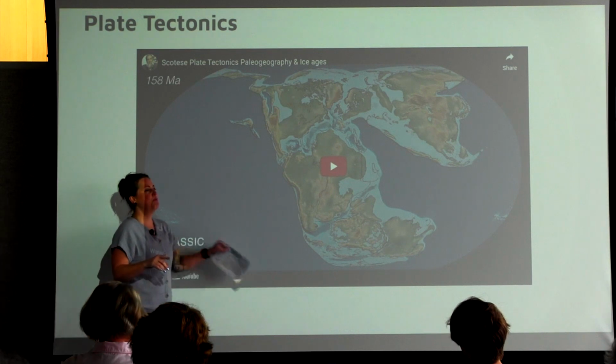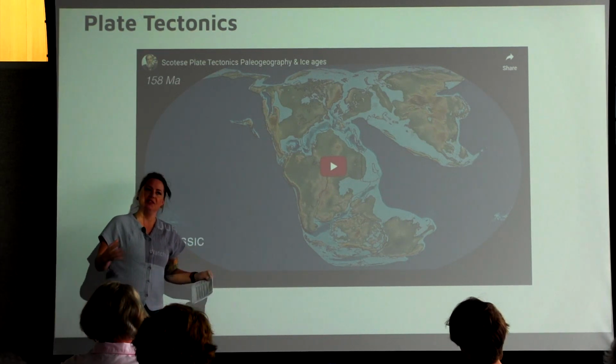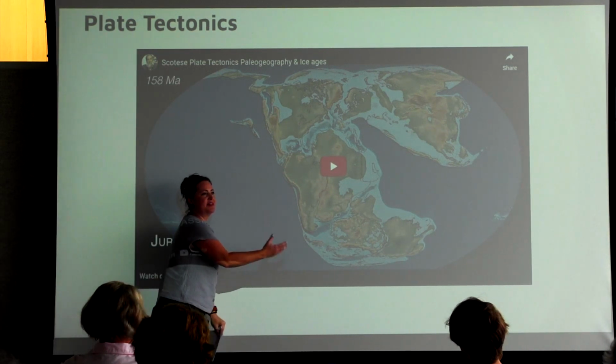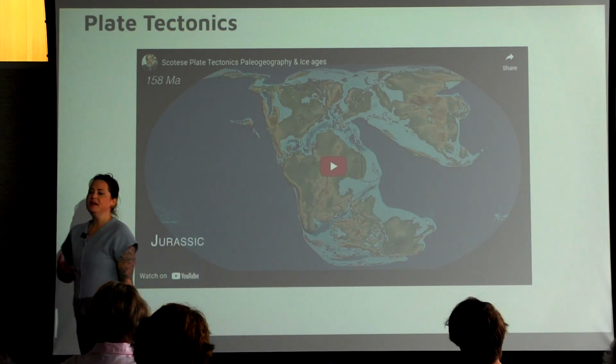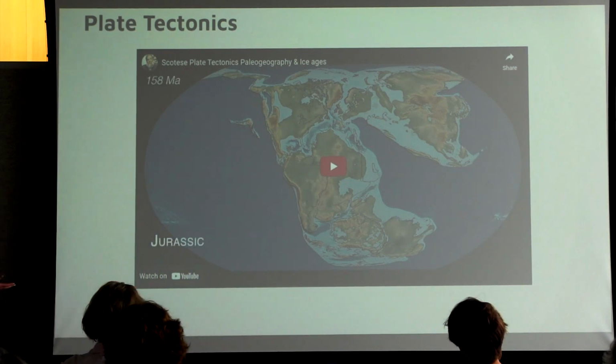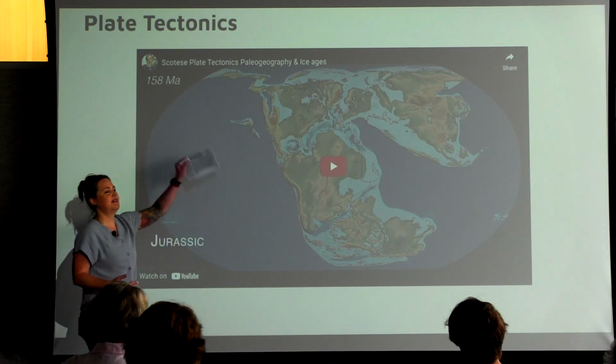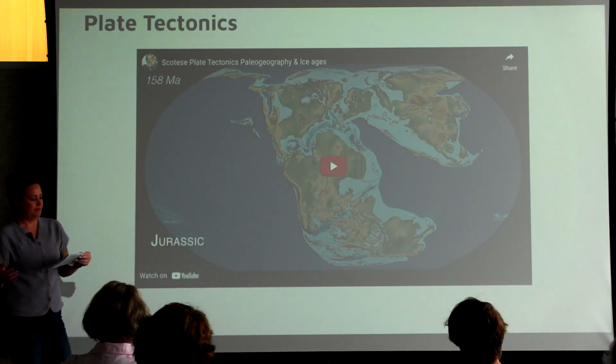One of them is polar land masses. So just like today, Antarctica is stuck on the South Pole and it's got an ice cap. Well, we tend to see that throughout Earth history. Whenever land masses get isolated on the poles, glaciers tend to grow.